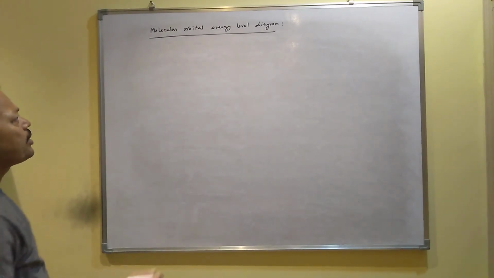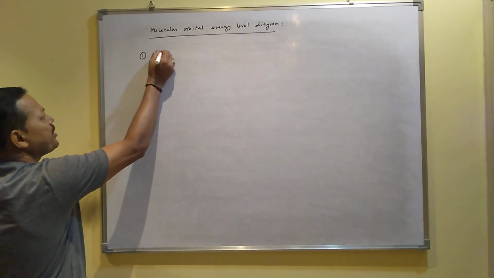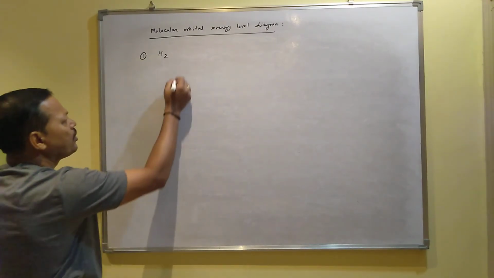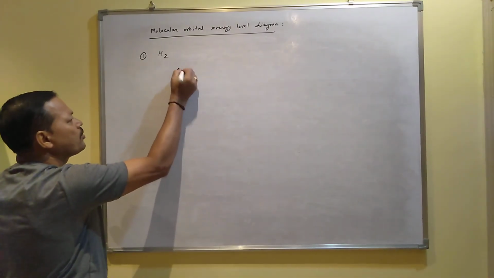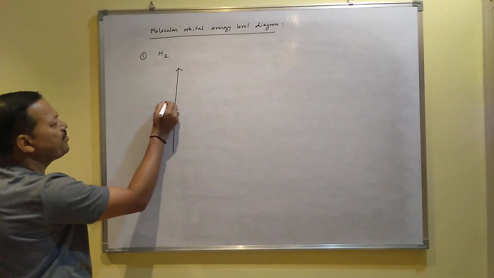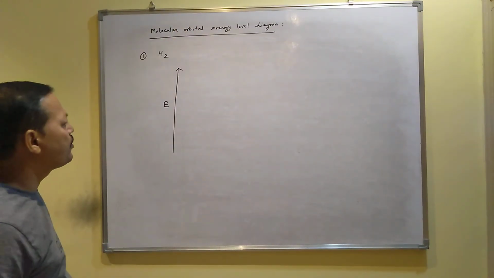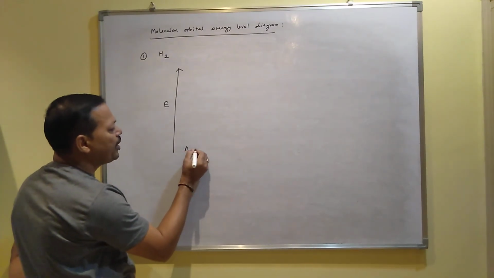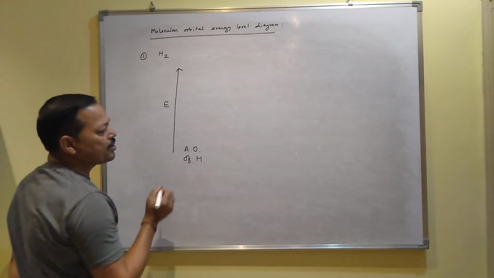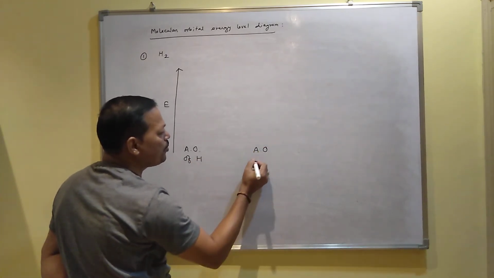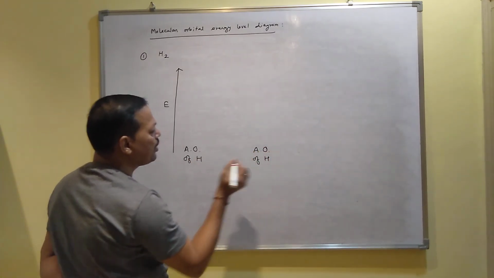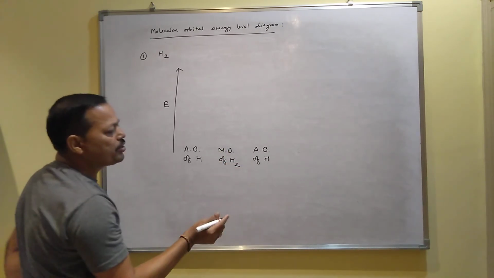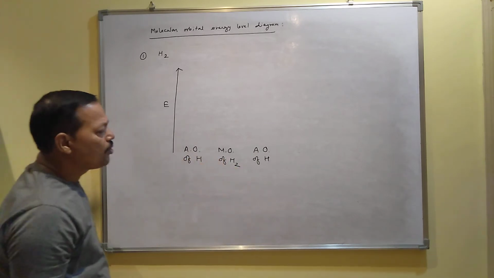To draw the diagram, first I will take the simple example, hydrogen. You should know the format, how to draw. This is your energy level, that's why it is called energy level diagram. On this side energy goes on increasing. In this position, atomic orbital of one hydrogen atom, and in this position, atomic orbital of the other hydrogen atom. And in the middle position, you write the molecular orbitals of hydrogen molecule, because when atoms combine, they form the molecule.